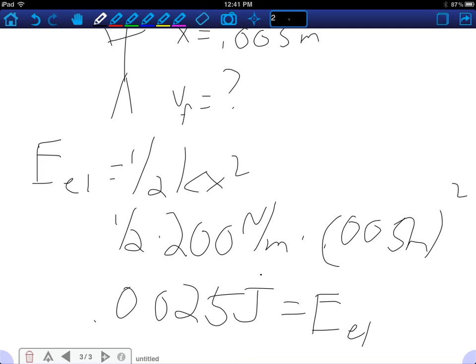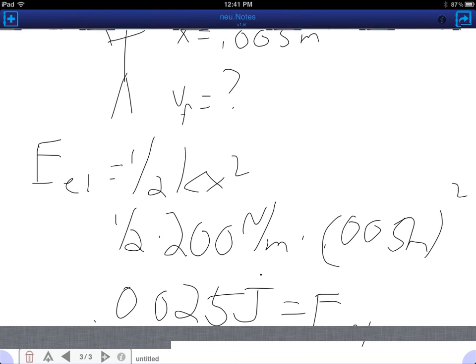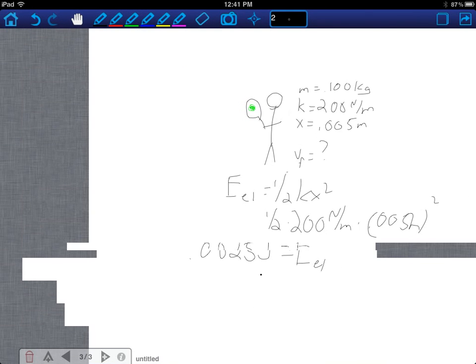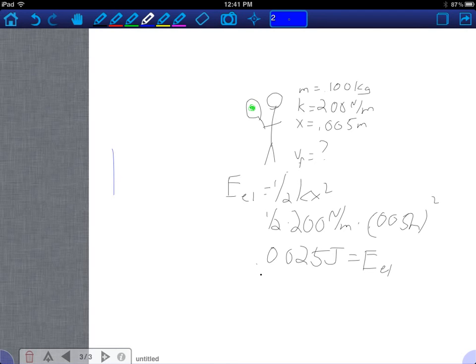Great. So ultimately, what we're going to do here is hopefully say something to the effect of: the initial elastic energy from the racket will equal the kinetic energy of the ball at the end. So what we did there is we did half that already.